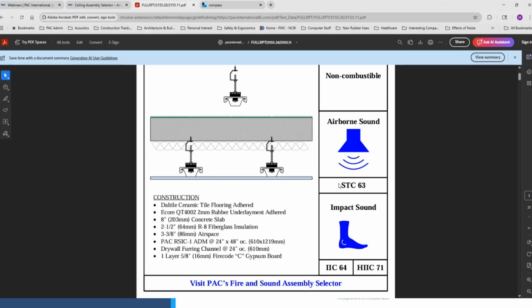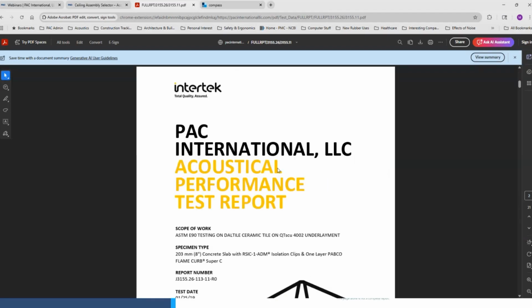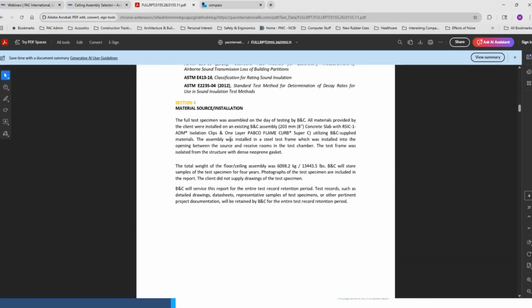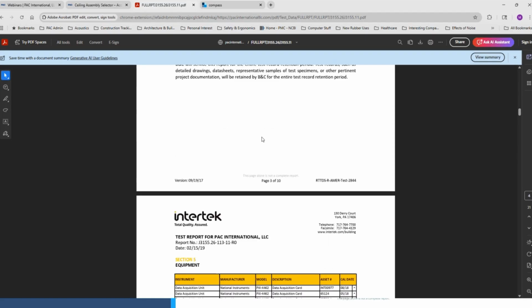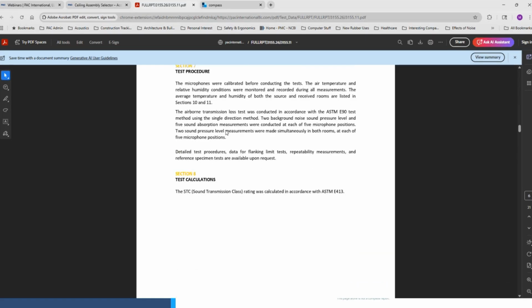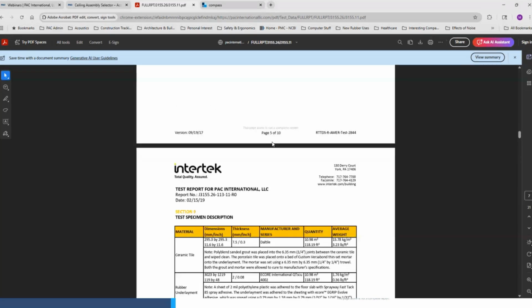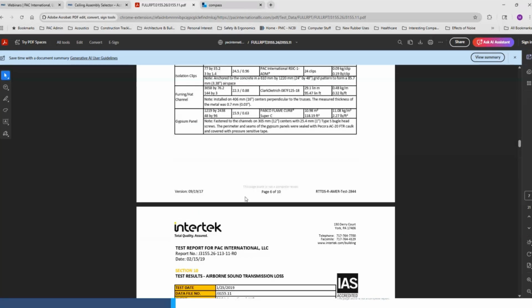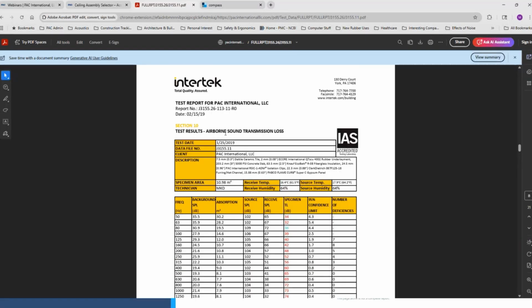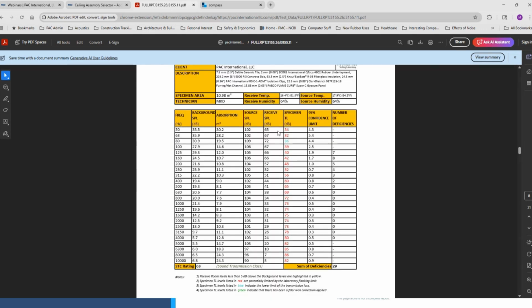So STC 63, but if you dig down into the test report, here's an Intertech floor ceiling test report. Also a lot of information about material source, installation, instrumentation, lots of details in this too, right? Test procedure, blah, blah, blah. Detailed assembly description, a lot of the same kind of things we saw in the wall report too, right? So here we get to the test results for airborne sound transmission losses, right? This is STC Rosetta. So here's the specimen TL.